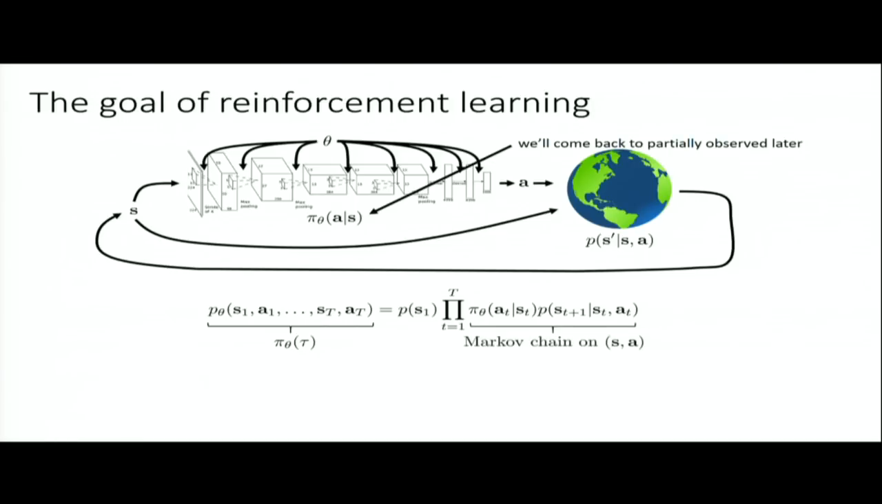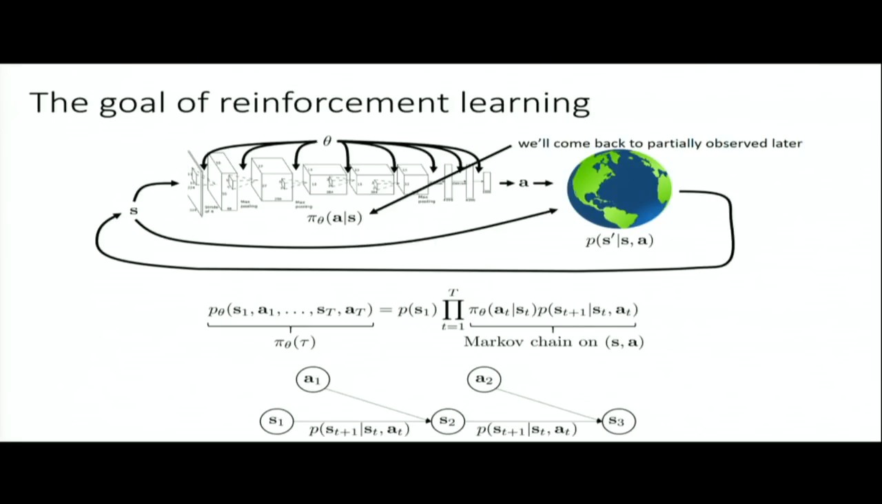So one of the things to note about this equation is that this thing right here is actually a Markov chain, but a Markov chain not with the original state space, but with the augmented state space that consists of the state and the action. Now this is a little subtle, so let me draw the picture to try to illustrate this.